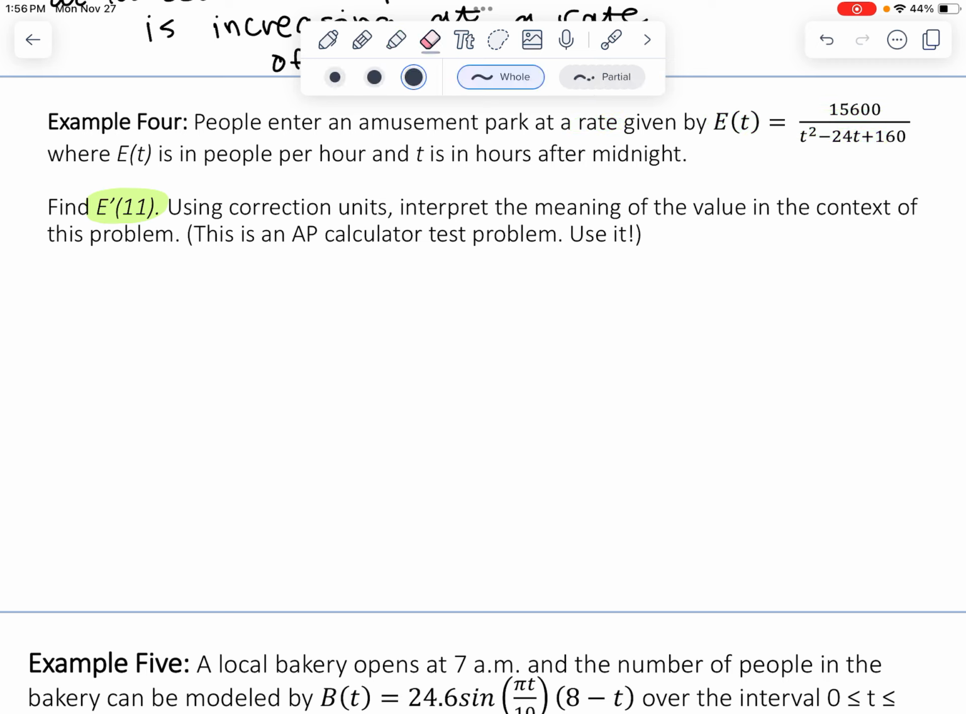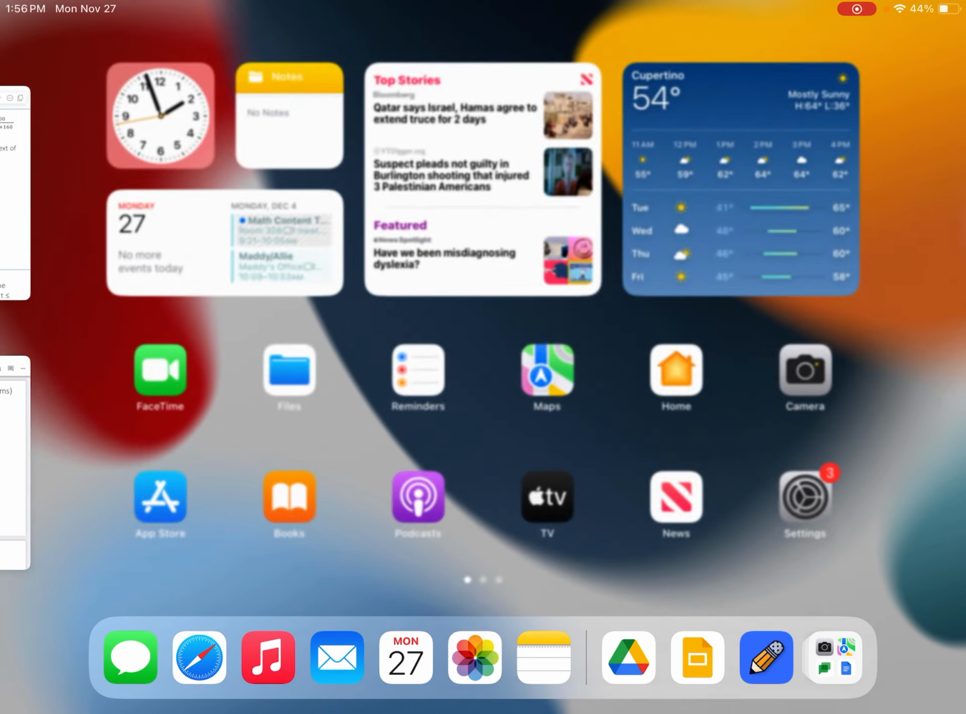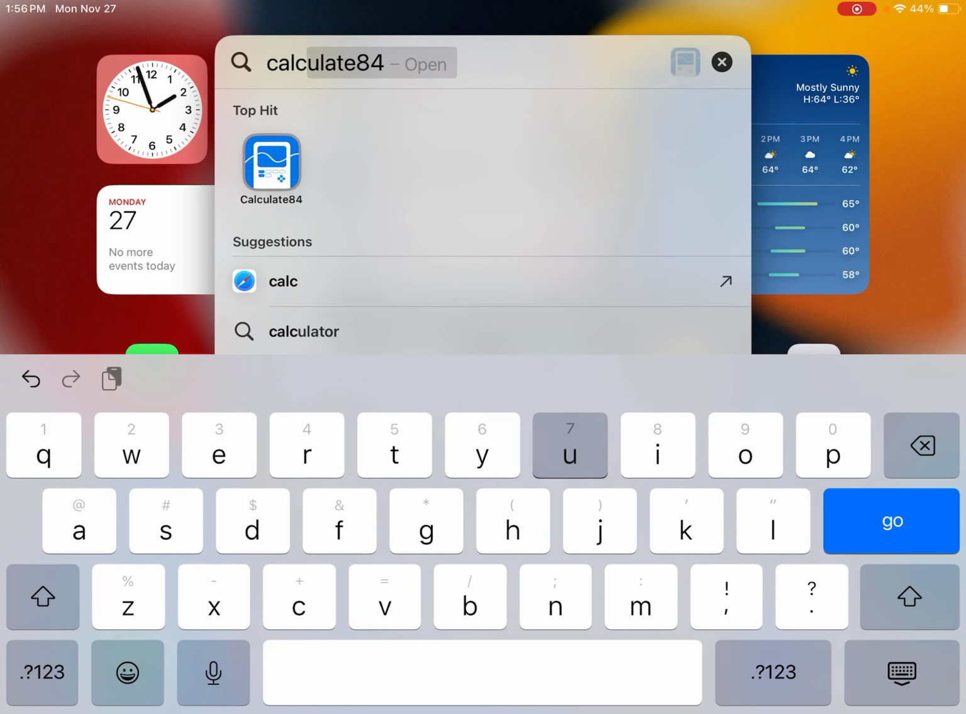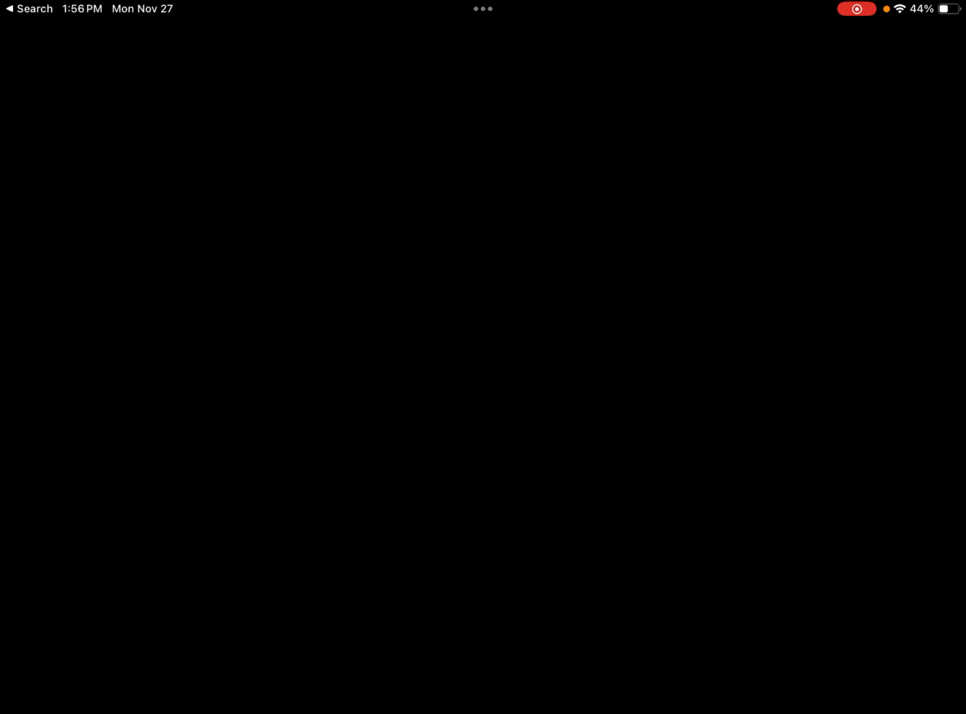So if I can use the calculator, I will use it. So I'm going to go over real quick and get my calculator app out, and I want you guys to do the same. Gotta find it real quick. Calculate 84. Okay, so I'm going to type this function.